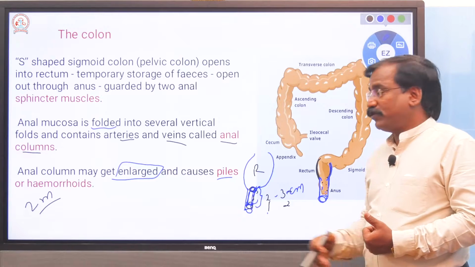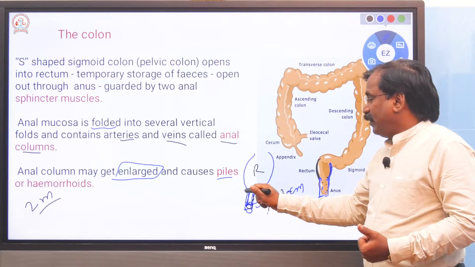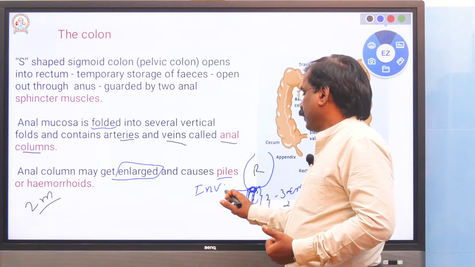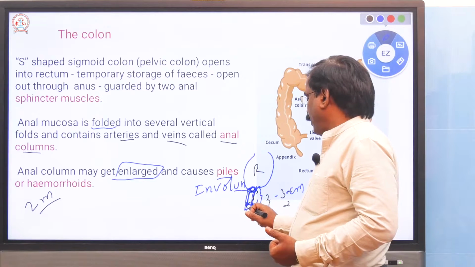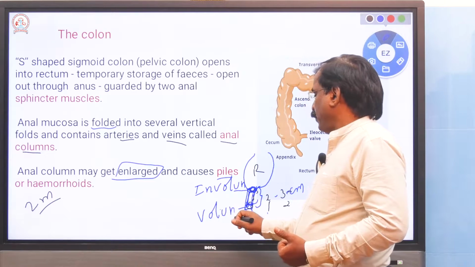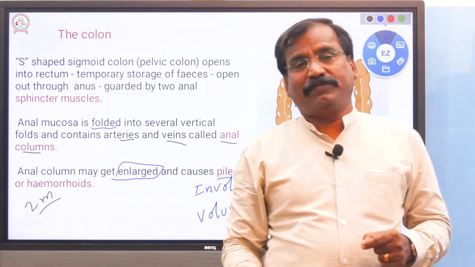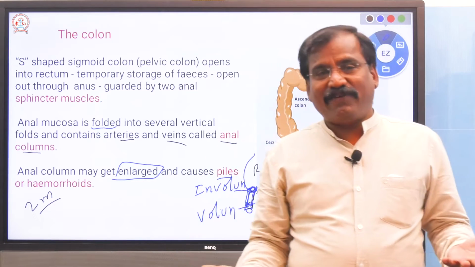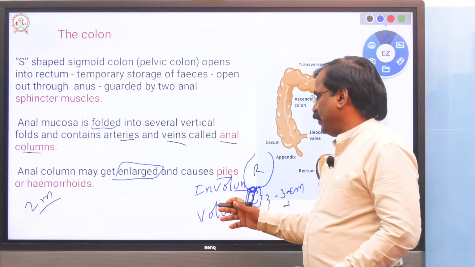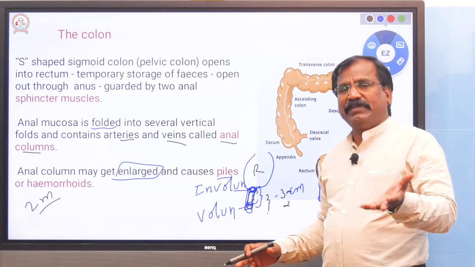Sphincter muscles. 2 sphincters are there, and the internal sphincter works involuntarily. The external sphincter is voluntary. If a function is under our control, that is voluntary; if we cannot control that function, that is involuntary. They will ask a question: out of these two, which is voluntary and which is involuntary.